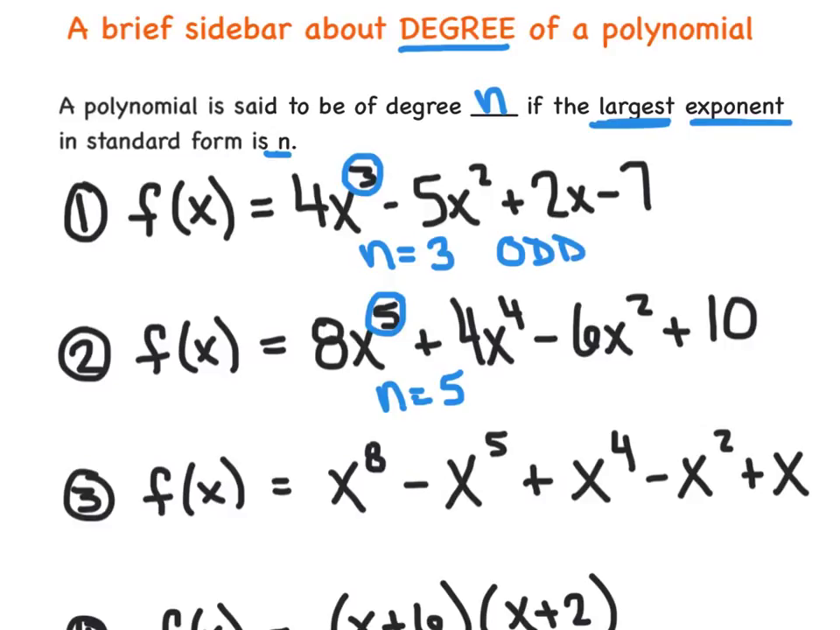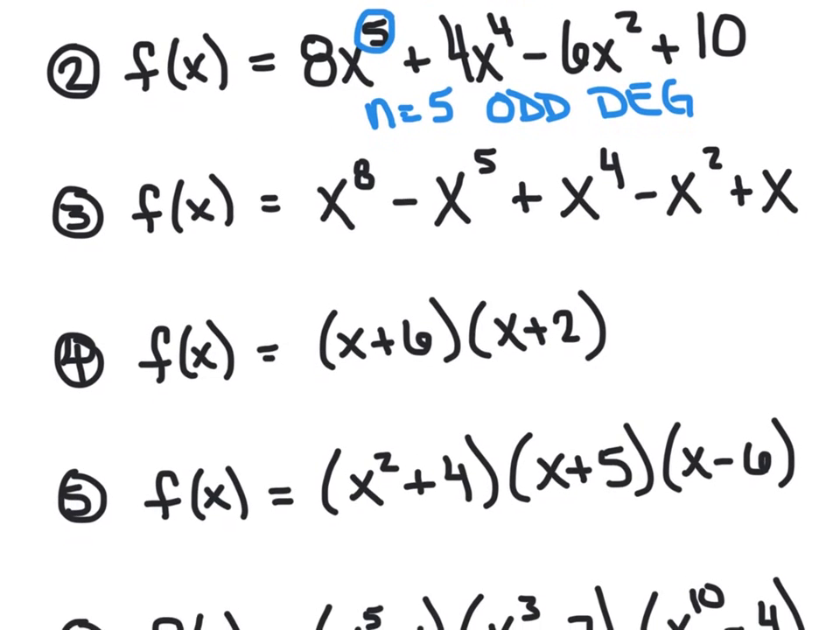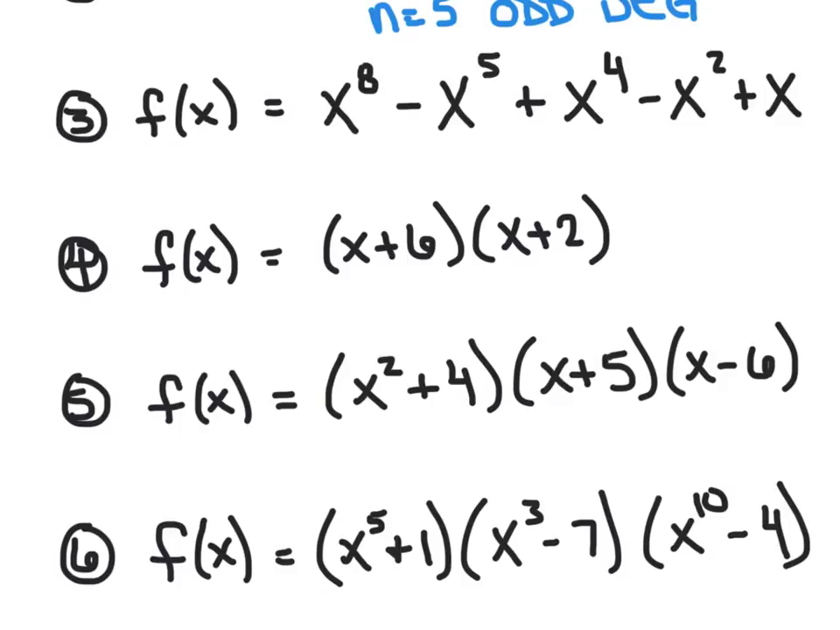Now there's a mixture of some odd terms and there's also some even terms in here, so the polynomial as a whole is neither odd nor even, but it's an odd degree polynomial. And of course this one, if n equals 5, that's also an odd degree polynomial. Okay. Number 3, the largest exponent is an 8, so I'm going to say this is an 8th degree polynomial, or in other words, it's an even degree polynomial.